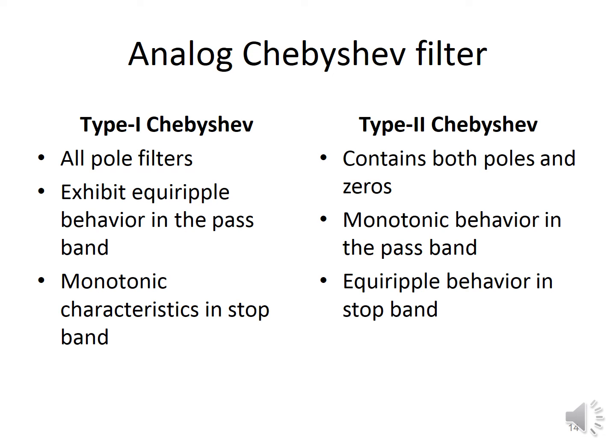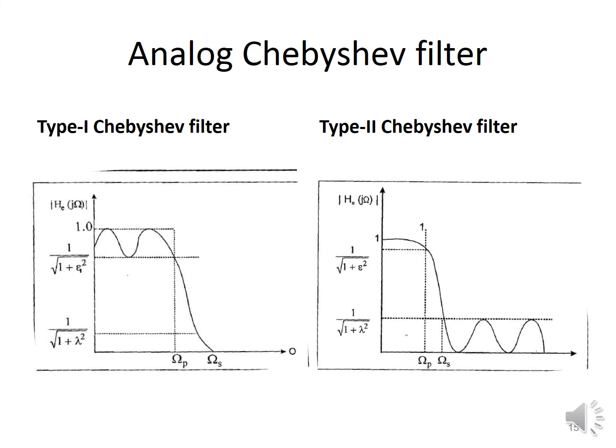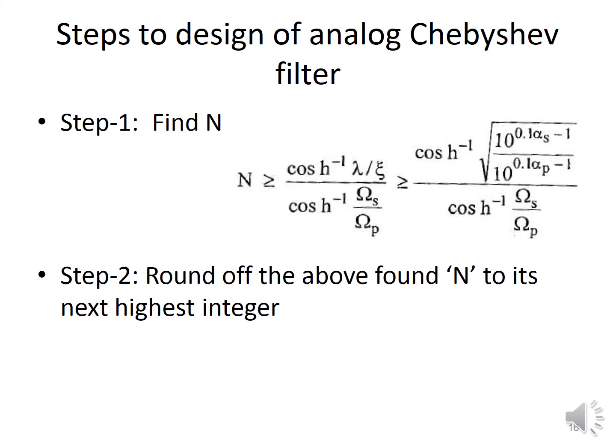Next we go for the Chebyshev filter. For the Chebyshev filter we have two types already studied, type 1 Chebyshev and type 2 Chebyshev. In type 1 Chebyshev we have only the pole values, and in type 2 we have poles and zeros. Type 1 has equiripple behavior in the passband, and type 2 has monotonic behavior in the passband. Type 1 has monotonic characteristics in the stop band, and type 2 has equiripple behavior in the stop band. These are some of the differences between type 1 Chebyshev and type 2 Chebyshev. This diagram represents the differentiation.